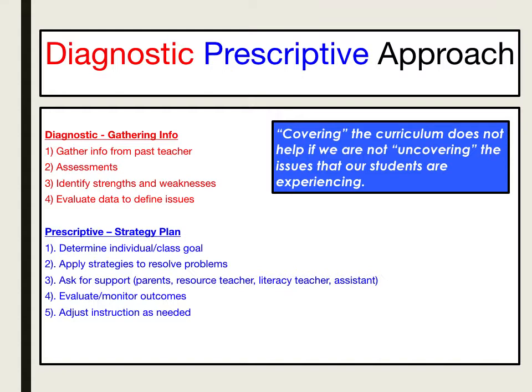So you'll determine individual goals as well as class goals. You'll apply any strategies to resolve any problems. So if you saw your class as having a lot of fluency issues, you'll apply some strategies. You can ask for support from parents, the resource teacher, literacy teacher, or assistant to help you with this. You need to evaluate and monitor the outcomes to see if what you are doing is actually working, and then you adjust your instruction as needed.